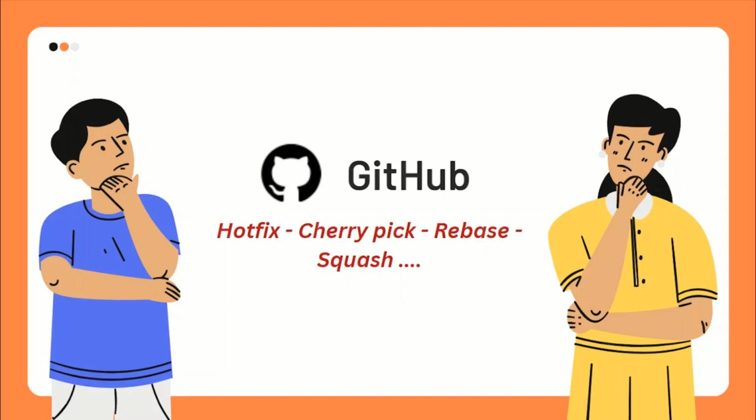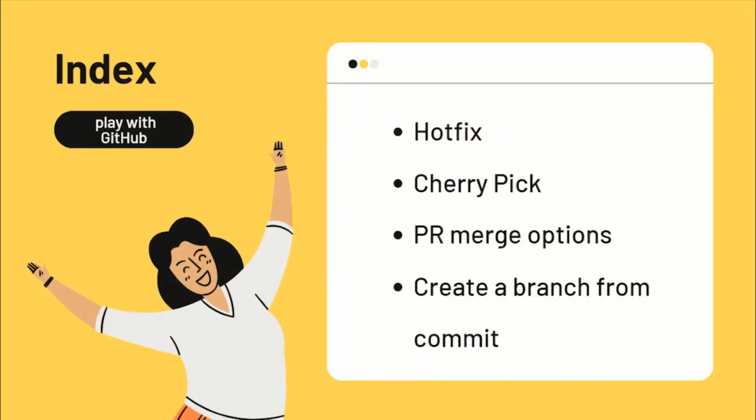Hello friends. In the previous video we saw the GitHub fundamentals, and in this video we will cover some advanced features of GitHub, like hotfix, cherry pick, rebase, and some other features. So let's start with the advanced features. In this video we will cover the hotfix, cherry pick, PR merge options, and creating a new branch from a commit. So let's start with the hotfix.